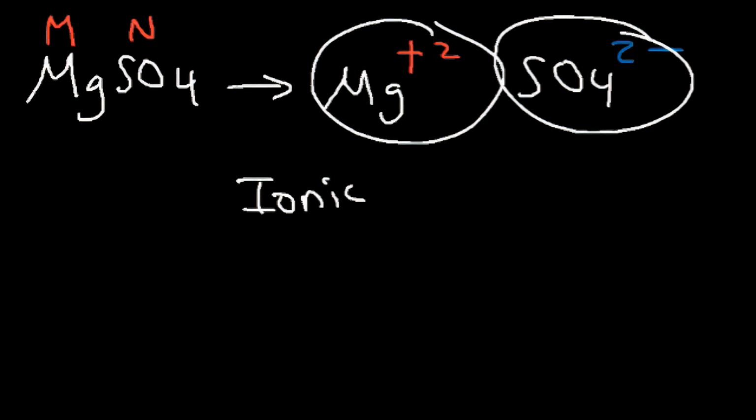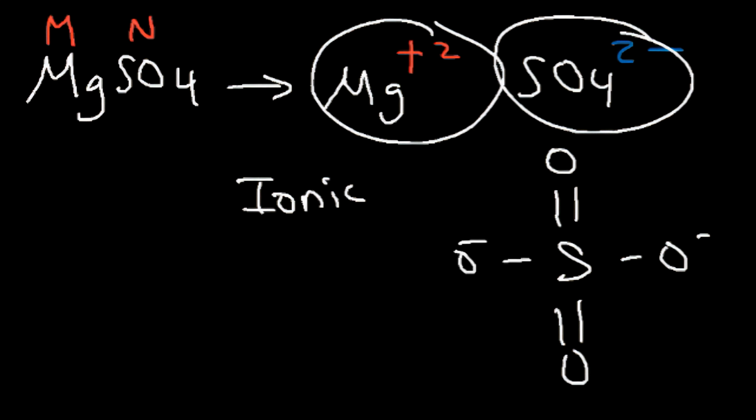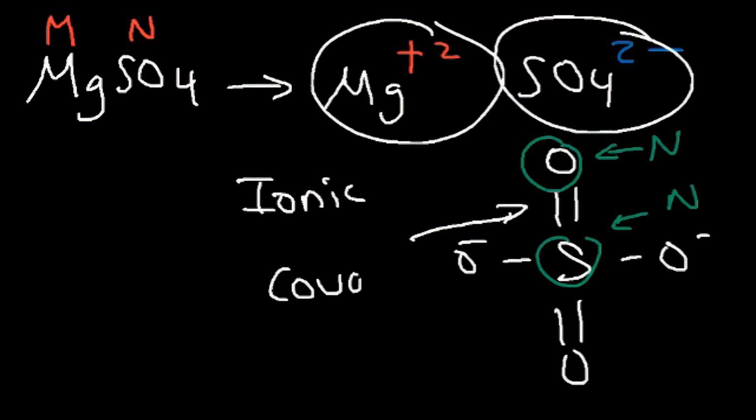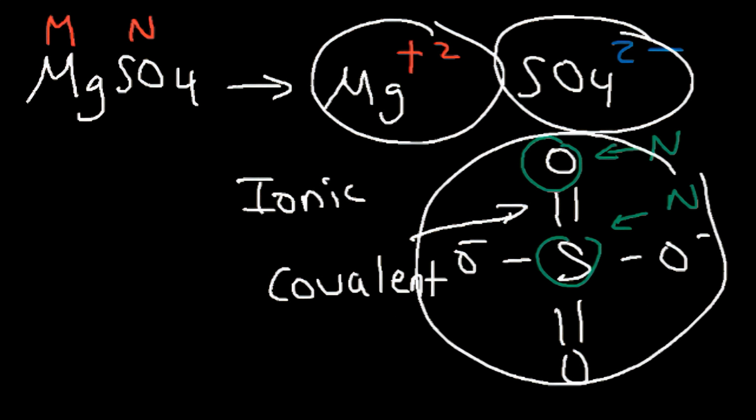Now, within the sulfate ion, you have covalent bonds. The bond between oxygen and sulfur is covalent. Sulfur is a nonmetal, oxygen is a nonmetal. Both of these elements are found in the upper right corner of the periodic table. So that's a covalent bond between the oxygen and the sulfur. So if you have a compound that contains a metal and a nonmetal, and that also has a polyatomic ion, poly means many. A polyatomic ion is an ion with many atoms. So if you have a metal with a polyatomic ion, it has ionic and covalent bonds.